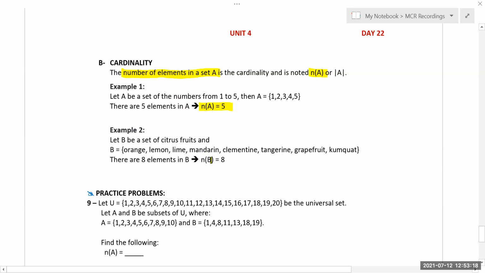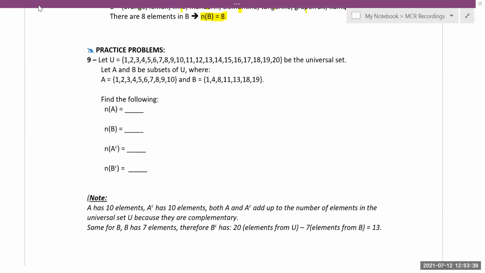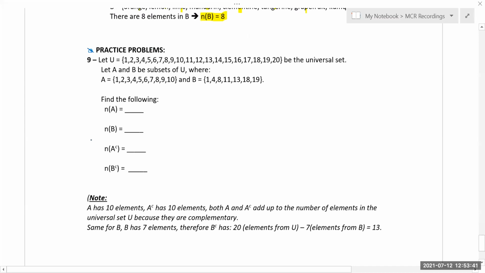If you're asked for the cardinality of B, and B is the citrus fruits below, 1, 2, 3, 4, 5, 6, 7, 8. So it's 8. So it really is that simple, as long as you remember the notation. So if you're asked for n(B), you're being asked the cardinality. All right, last question now is the quick cardinality of A, B, A complement, and B complement. So go ahead and pause, try these, and then come back when you're ready.